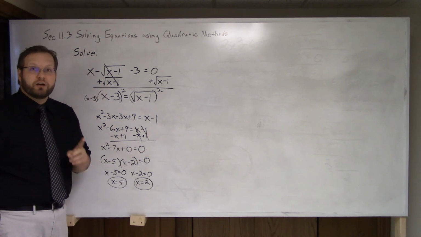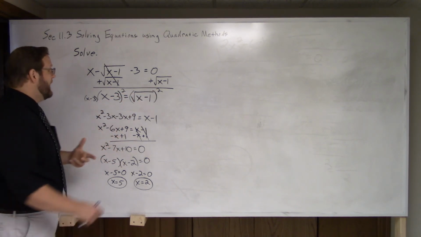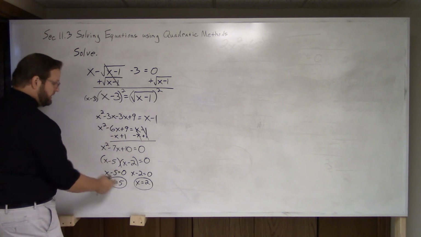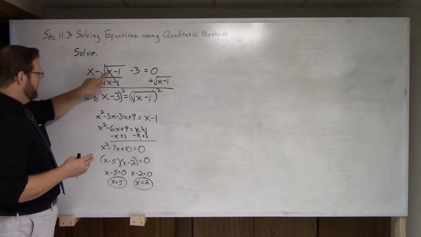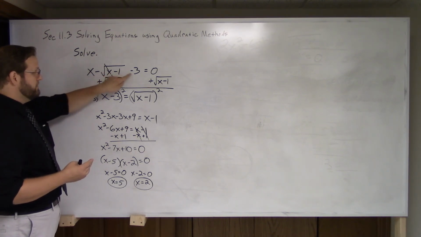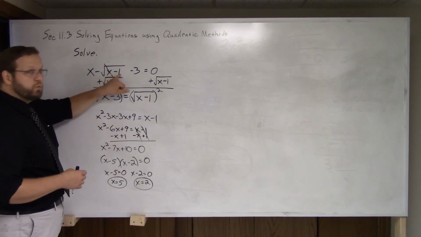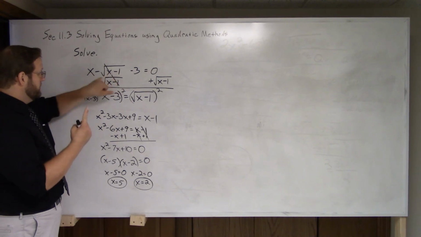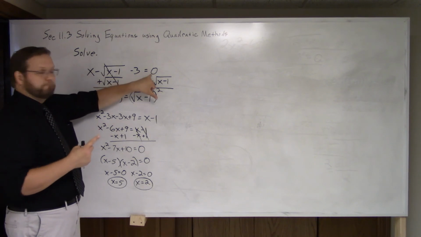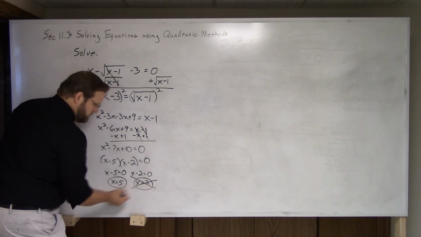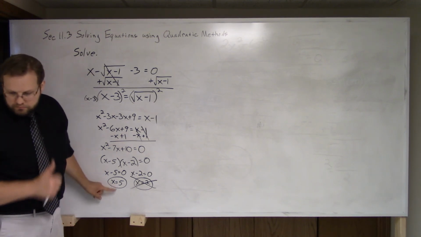Now remember, this was a radical equation. We have to check our answers because this step of squaring both sides may have thrown something off. So I'm going to go back all the way to the original and plug in a 5. 5 minus 1 is 4, square root of 4 is 2, so there's a 2 here. 5 minus 2 is 3, 3 minus 3 gives you your 0. And then I got this 2. 2 minus 1 is 1, square root of 1 is 1. 2 minus 1 is 1, 1 minus 3, not 0. So this is garbage. So 5 is my only answer, we're good to go.